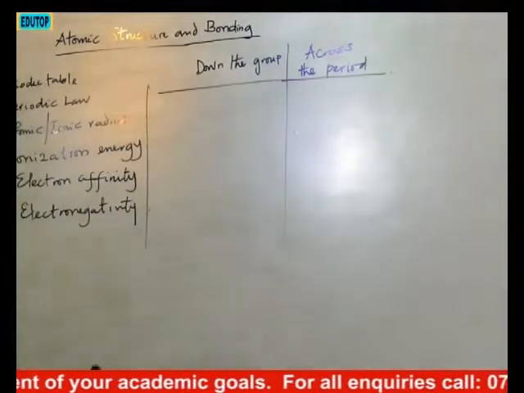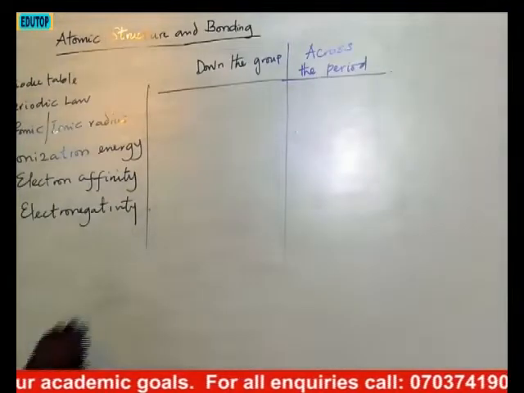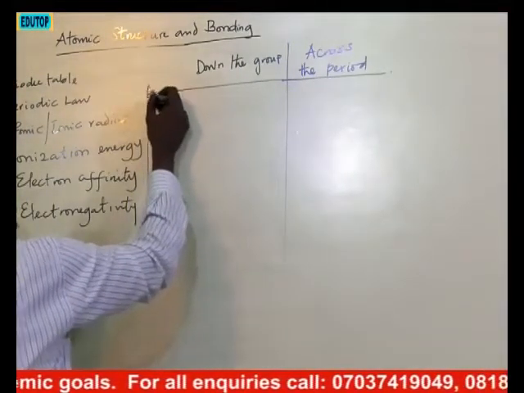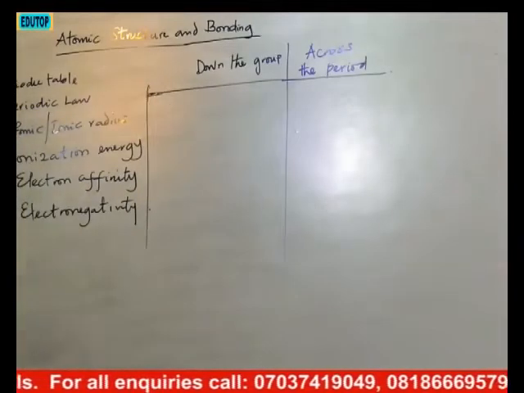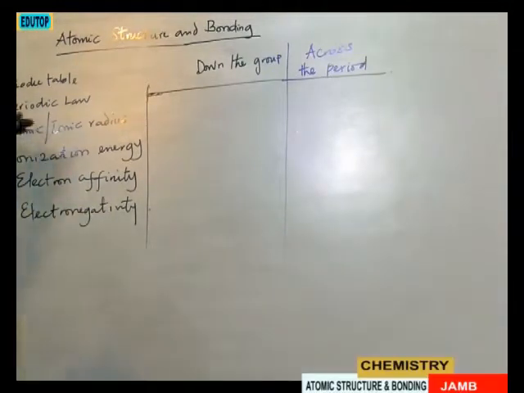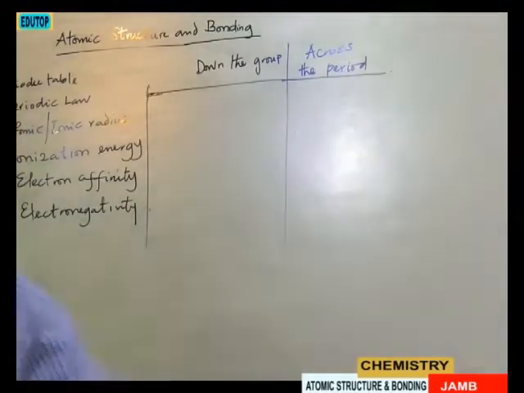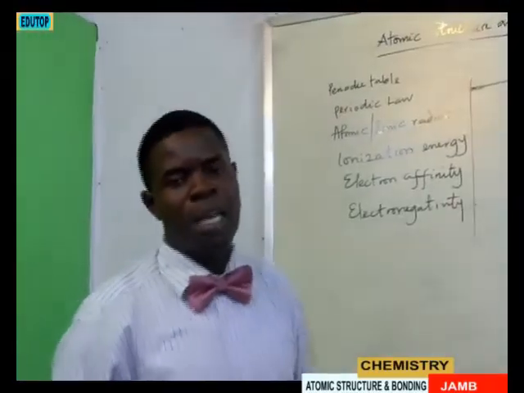Atomic number. It's the atomic number that determines the group and period to which an element belongs. So elements of the same group will definitely exhibit the same properties. Now, periodic law. Periodic law states that the properties of elements are the periodic functions of their atomic numbers.